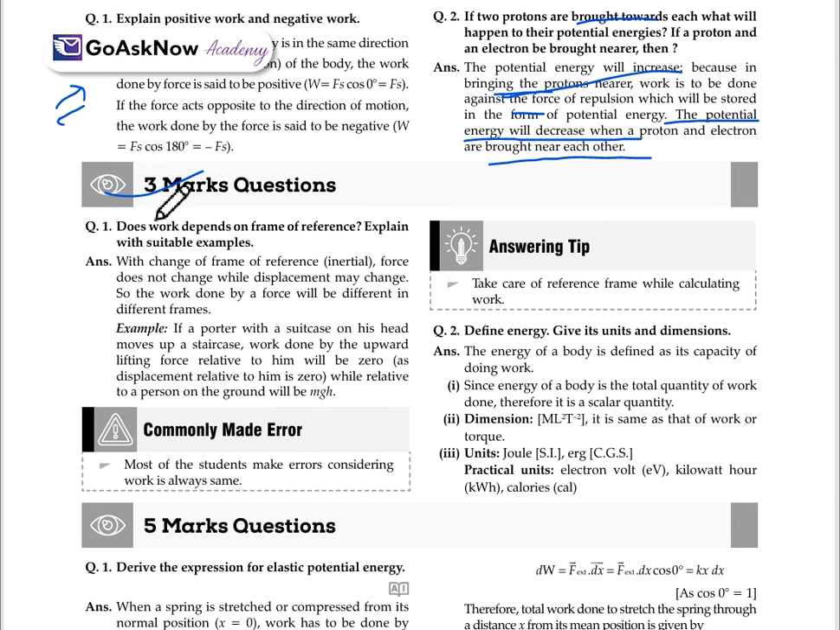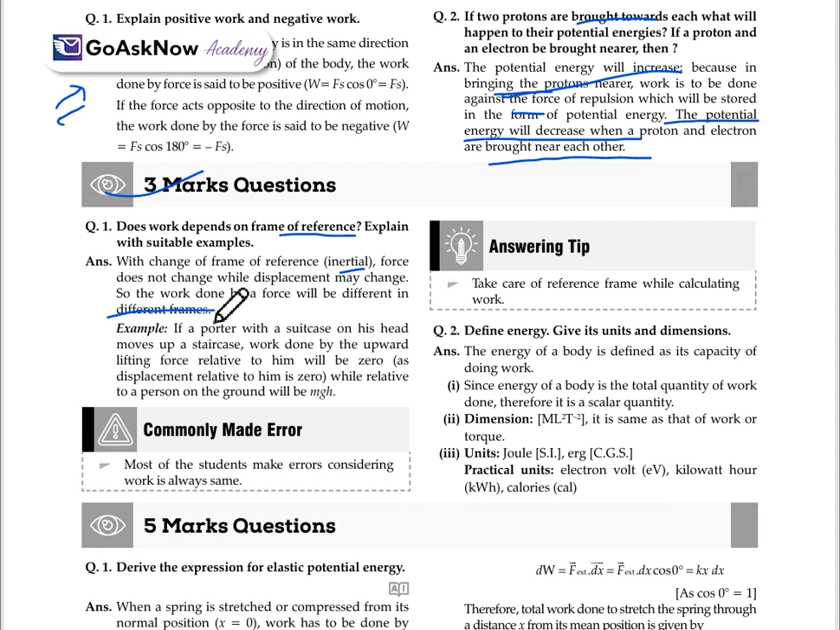Now, moving to the 3 marks question. Does work depend on the frame of reference? Explain with a suitable example. Work depends on the frame of reference. With the change of frame of reference, the force does not change while the displacement may change. So the work done by the force will be different in different frames.